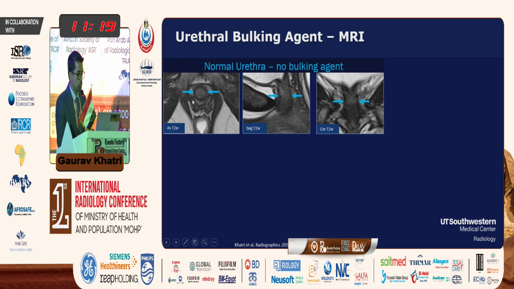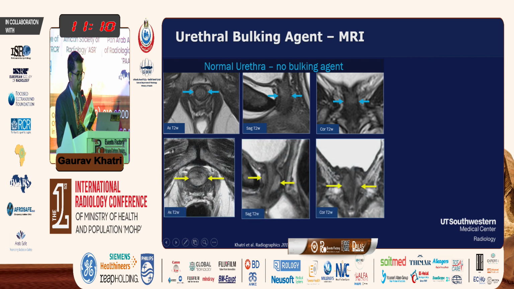This is, again, as I showed you, the target shape on the axial image of the urethra. This is the sagittal image of the urethra. This is the coronal image of the urethra. No bulking agent on this patient. This patient, on the other hand, does have bulking agent.